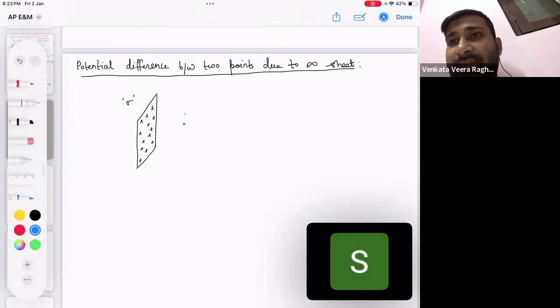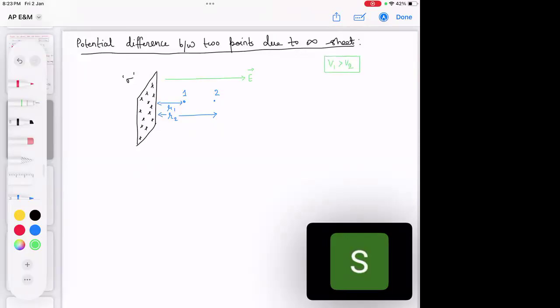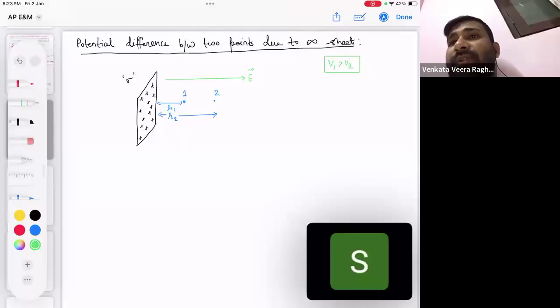Again I'm going to take this point as 1 and this point as 2. Point number 1 is at r1 distance from the sheet, and point number 2 is at r2 distance from the sheet. Please tell me, is this the direction of the field? If I'm talking about the right side of the plate, that is the direction of the field. Again, we know which point is at high potential, 1 or 2? One. Right, and what will the potential difference be?